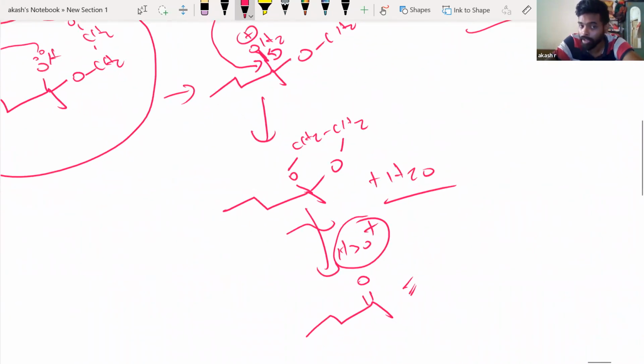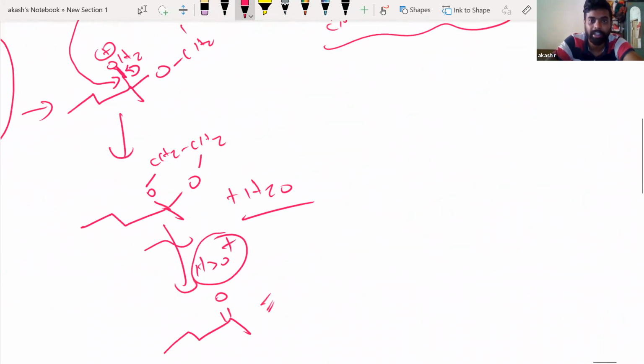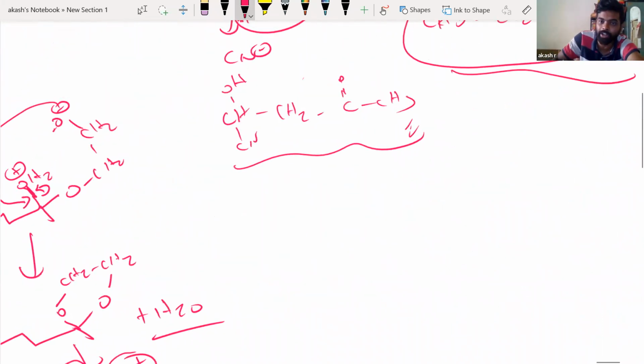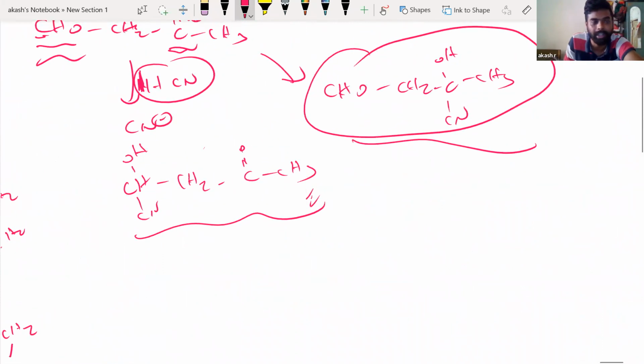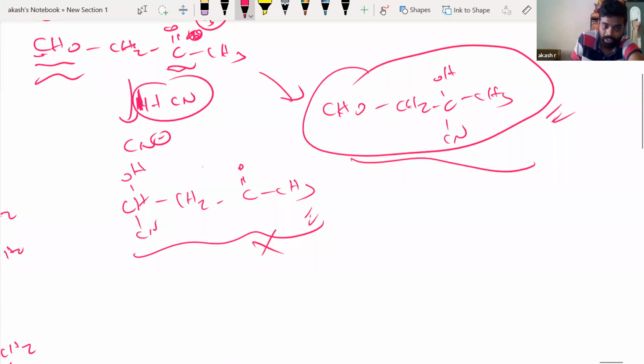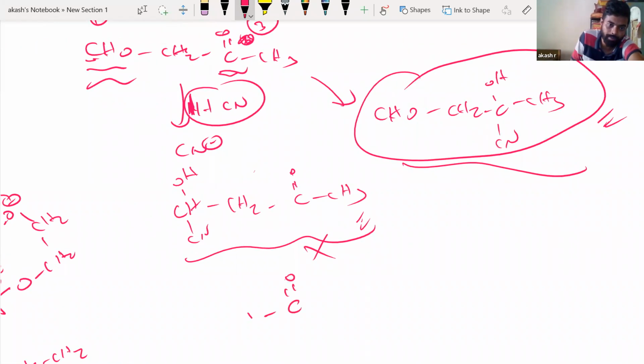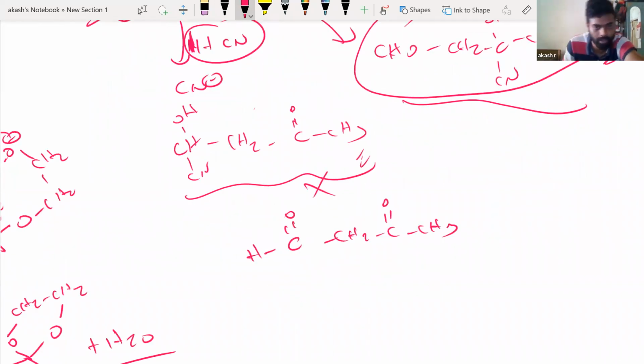So what I'm going to do is, if I want only this product and not this, what should I do? Let me see. So we have this C double bond O with the H, CH2, C double bond O, C double bond O, and a CH3. We have this compound with us.